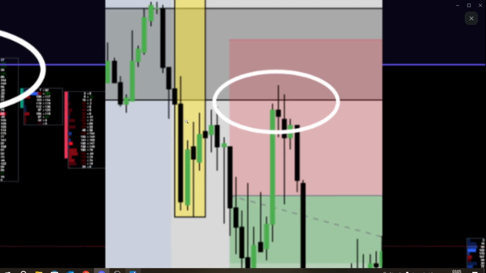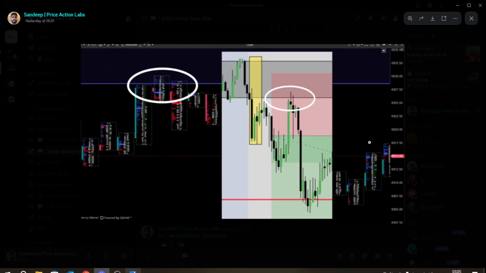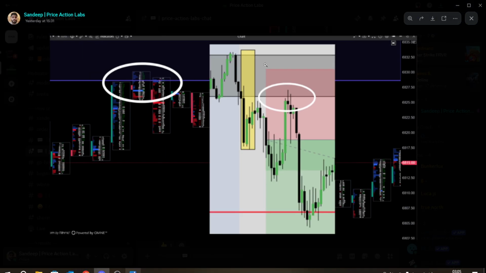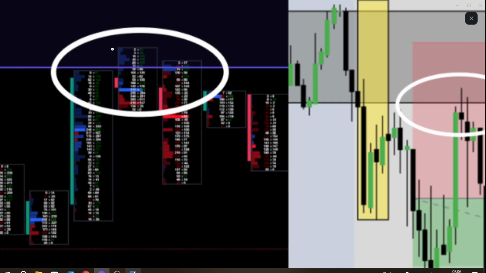Let's take a look at this entry. So we had break, optimal retest, liquidity absorption, right? So break, retest, liquidity absorption. What does that mean? Liquidity absorption is basically, let's just take a look at this. So break, retest. There is the liquidity absorption. So break, optimal retest, liquidity absorption. These two often happen at the same time, right?